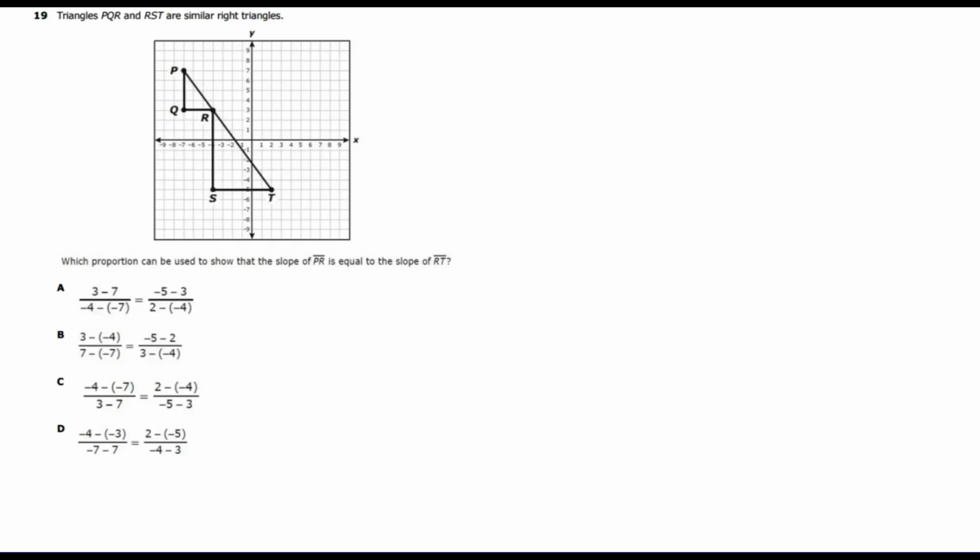Okay, number 19. Which portion we use to show the slope of PR is equal to the slope of RT? Okay, I can see why people miss this one, because if you look at your answer choices, they're a mess. So let's struggle our way through this. Okay, so we know the slope has to be the same because they're on the same line. Okay, that's not the question.